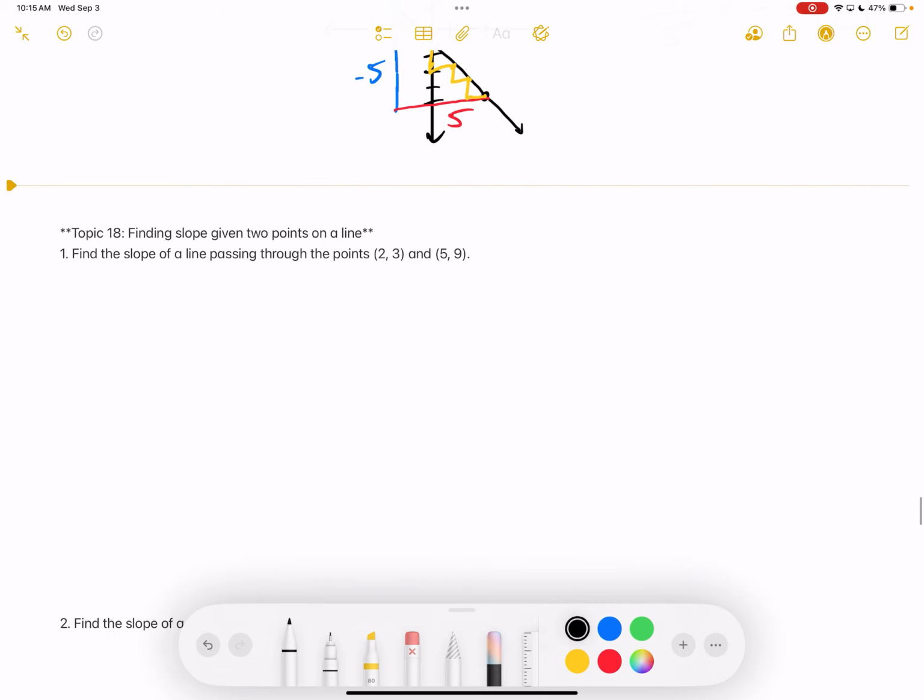All right. Finding a slope if you're given 2 points.